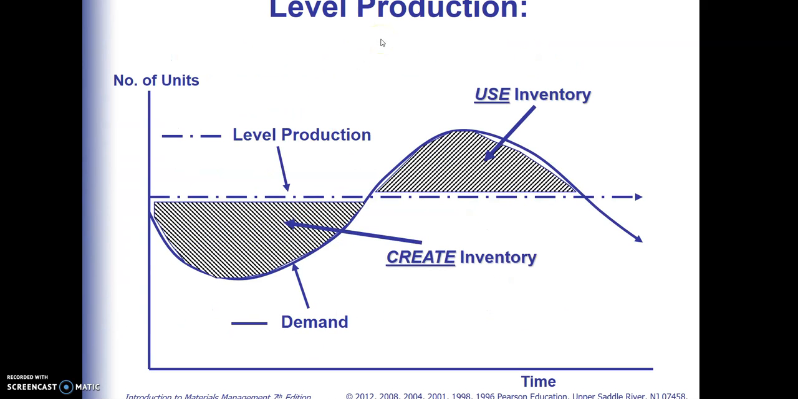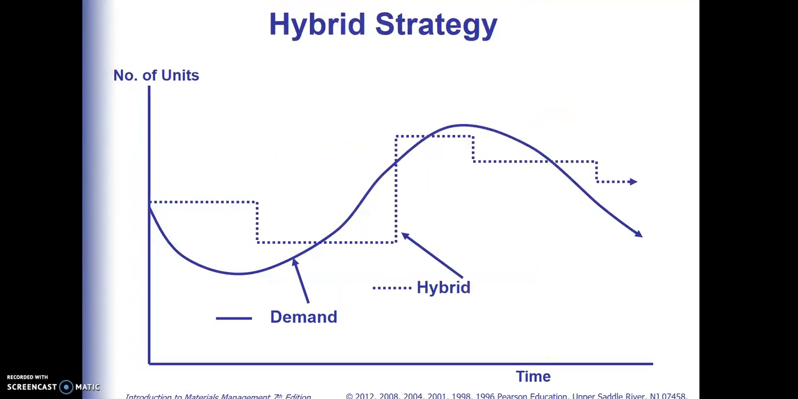Now, let's look at level production again. As you're thinking about the number of units, you've got your level production and your use of inventory. This is the area where you want to create your inventory, because it's creeping closer to your demand. Again, time is your constant. Your hybrid strategy looks a little different as it crosses into each level.